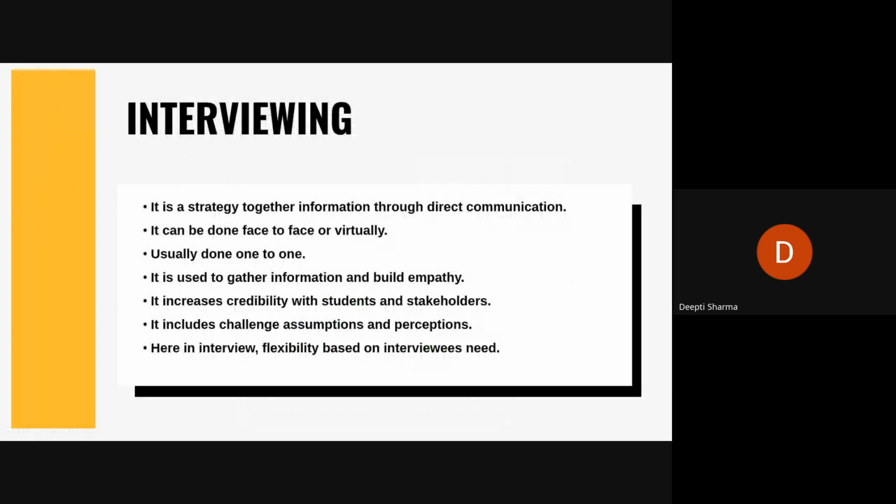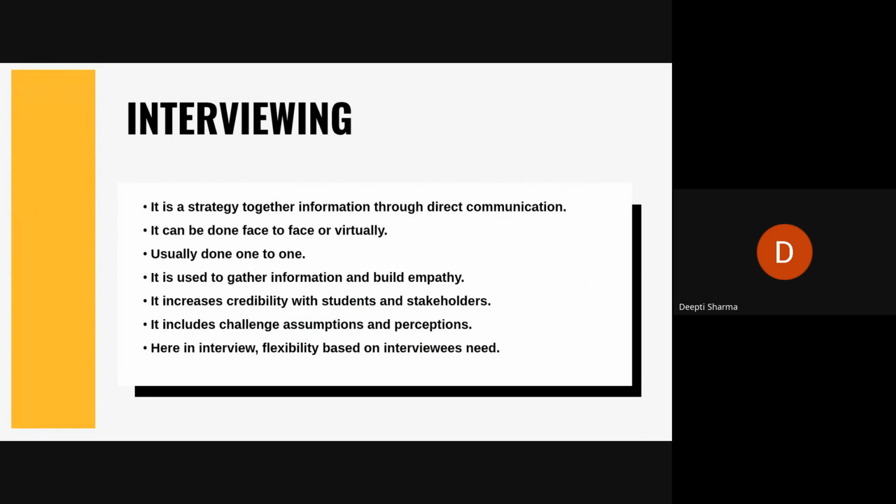Interviewing is a strategy to gather information through direct communication. If a faculty member or a teacher in higher education feels that some part of the students, or some group of students, are not at all interested in learning the concepts, you can collect them, or you can interview them, or ask them individually or in a group also. It can be done face to face or virtually, usually one by one.